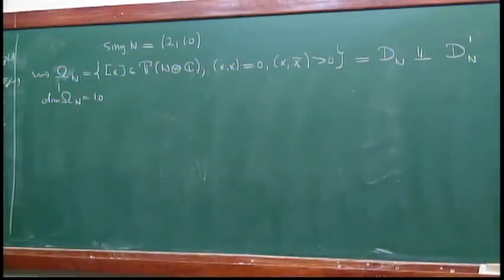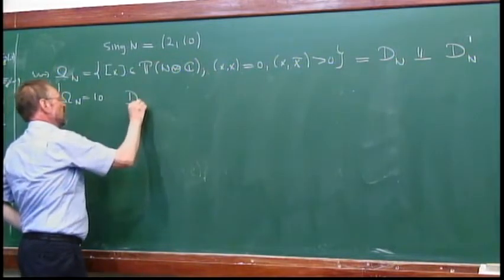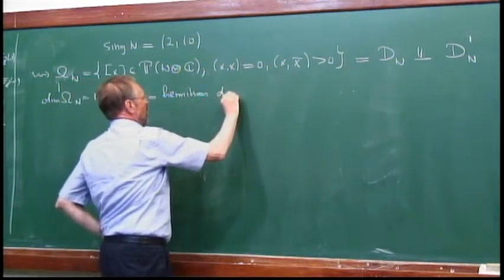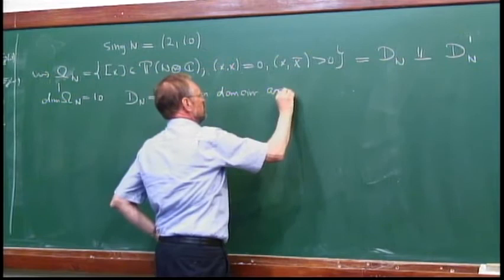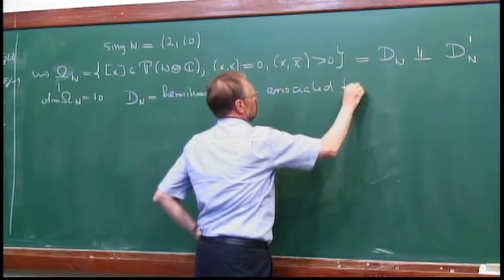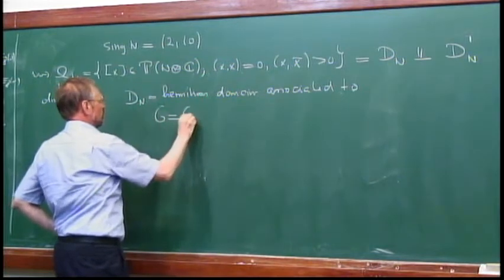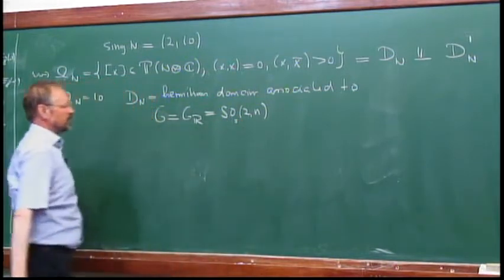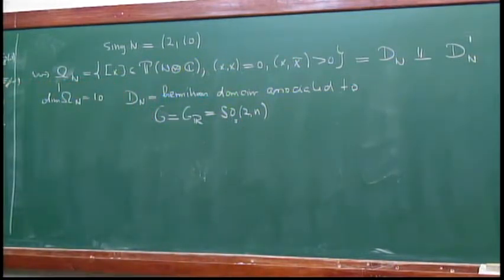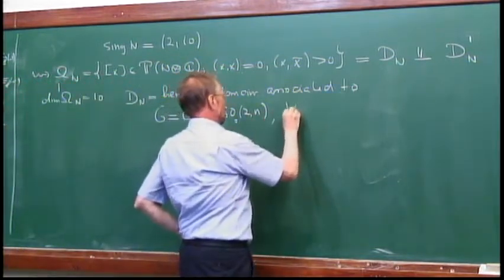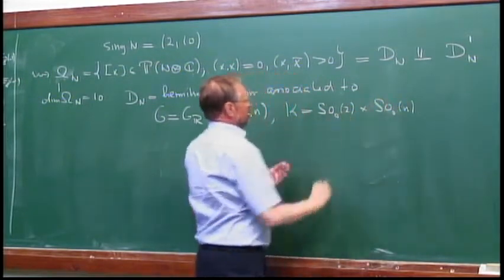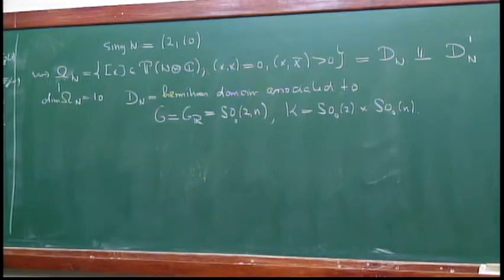And the relationship with Gregory's result is that D_N is the Hermitian domain associated to, well, his notation was G for the real group. That is the SO(2, n). I'd probably better take the identity component of identity. And the maximal compact subgroup here is SO(2) times SO(n). But here we have a nice complex manifold, so we are in this situation, which was discussed in the previous talk.